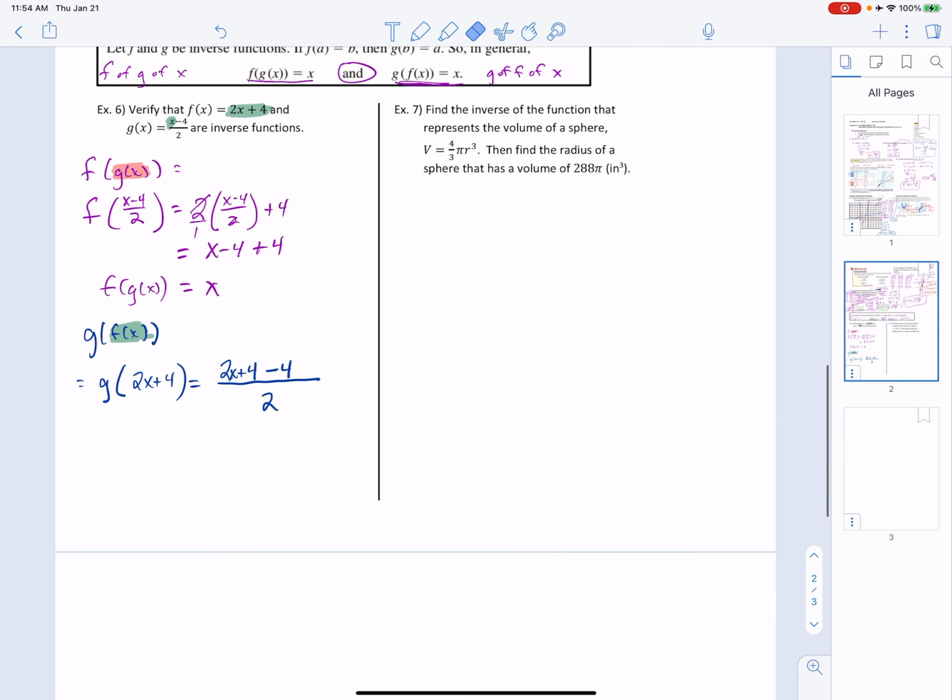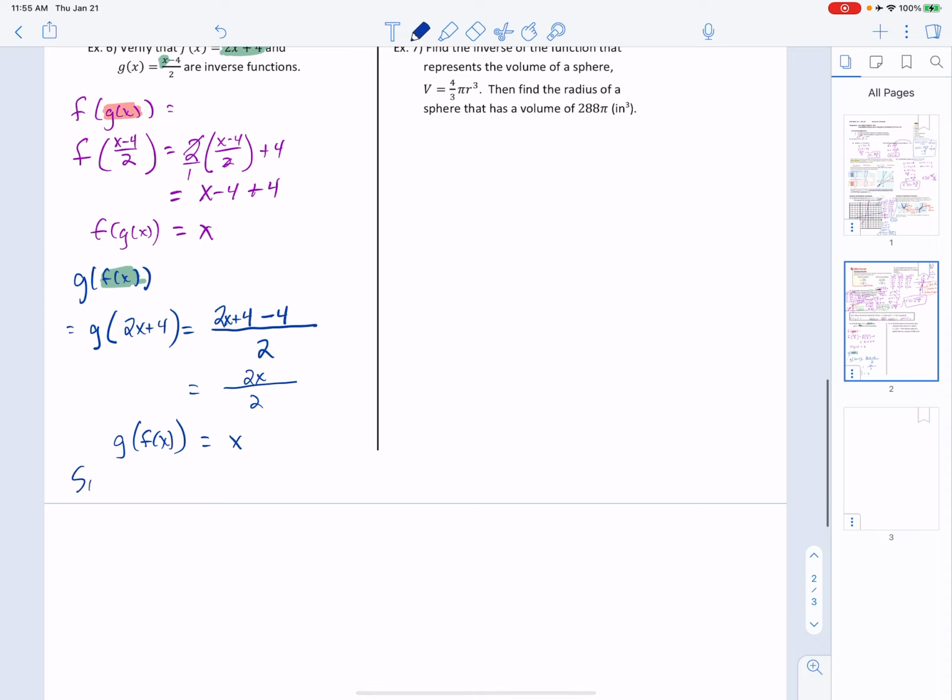So simplify, the 4's cancel, show itty-bitty steps because you are proving that these are both coming out to x. So you just showed g of f of x came out to be x. So you wrap it up by saying, since f of g of x equals x and g of f of x equals x, f and g are inverse functions.